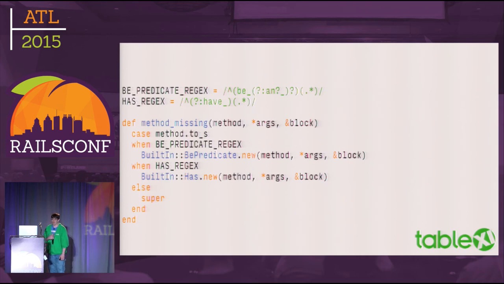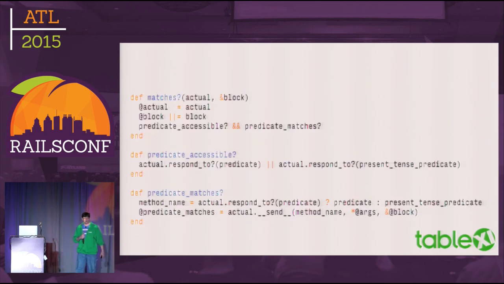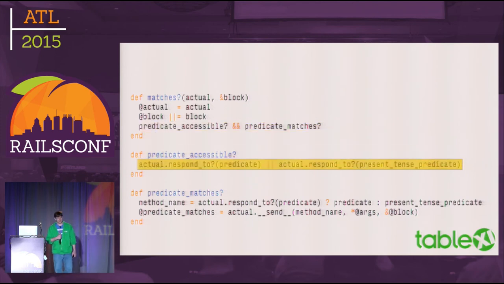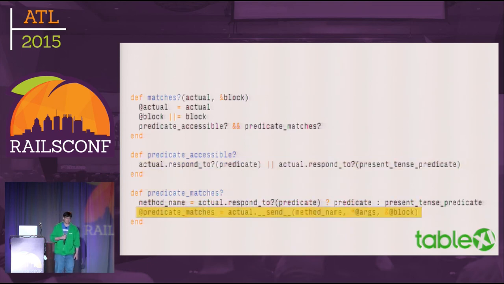So `be_valid` matches that `be_predicate` and it goes to a matcher, this object BuiltIn::BePredicate, which takes in that method name and the arguments and the block, and in the fullness of time comes to some code inside that matcher where it checks whether that predicate is accessible and whether it matches. It has some code that I didn't show that converts `be_valid` to the `valid?` method. It checks whether that method actually exists, and if it does, it uses `__send__` to dynamically invoke it and return true or false, determining whether the matcher passes based on whether the predicate is true or false. It uses `__send__` here because that is much less likely to have been overridden by the actual object, whereas it's at least theoretically possible that the object might have overwritten regular `send`.